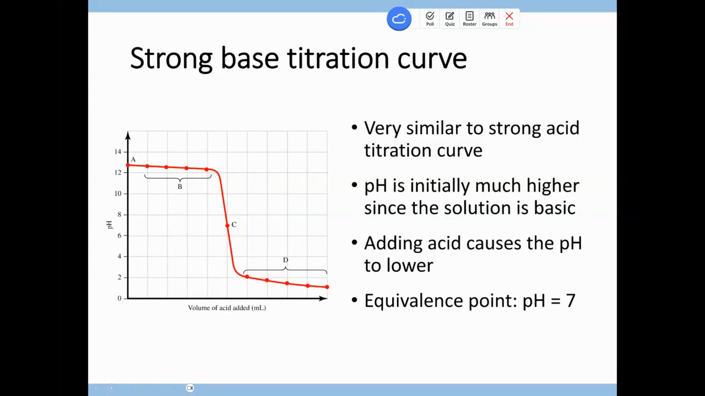Then at C, that's the equivalence point. At D, you could calculate pH through H3O+ concentration. So the equivalence point is still 7. Now in this graph, the solution you have has a strong base in it, and you're titrating it with a strong acid. Adding strong acid means that the pH will decrease over time.